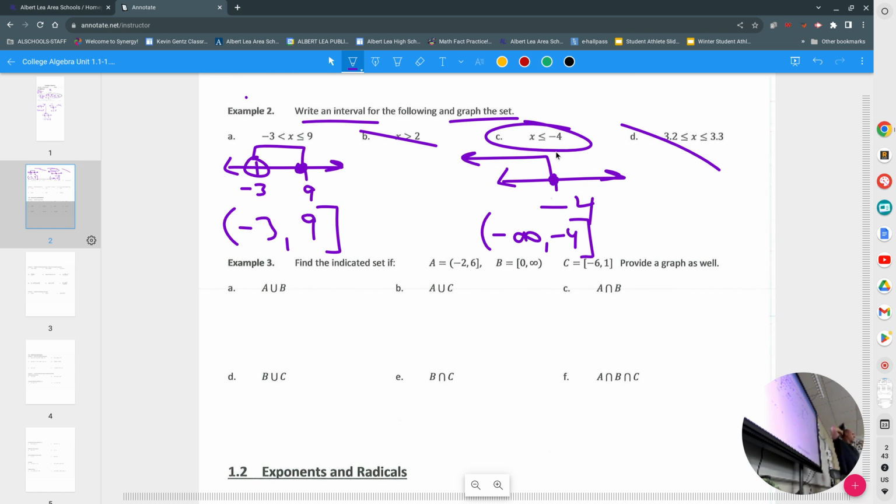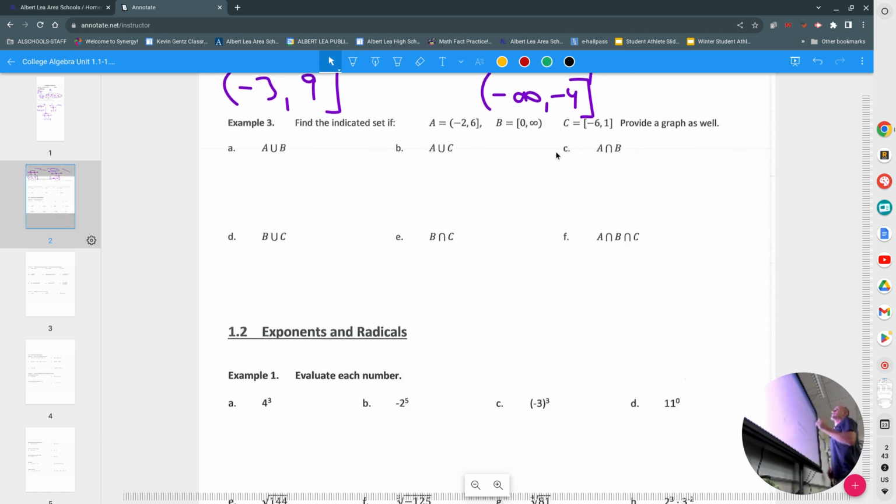All good? Okay, so let's go to the new learning then, okay? Small piece here, but it is new, so make sure you're paying attention. It says to find the indicated set if A is equal to that interval, B is equal to this interval, and C is equal to that interval. And it's asking us to do A union B. And the question right now is, what does that symbol mean? This is a union symbol. And it simply means the element needs to be in one or the other.